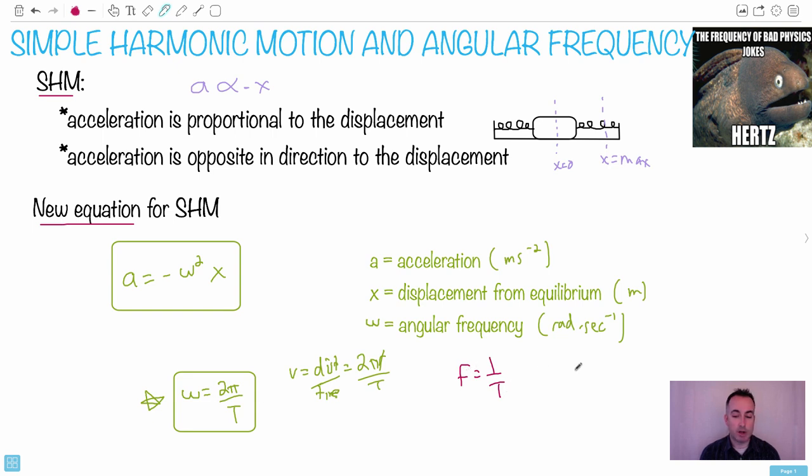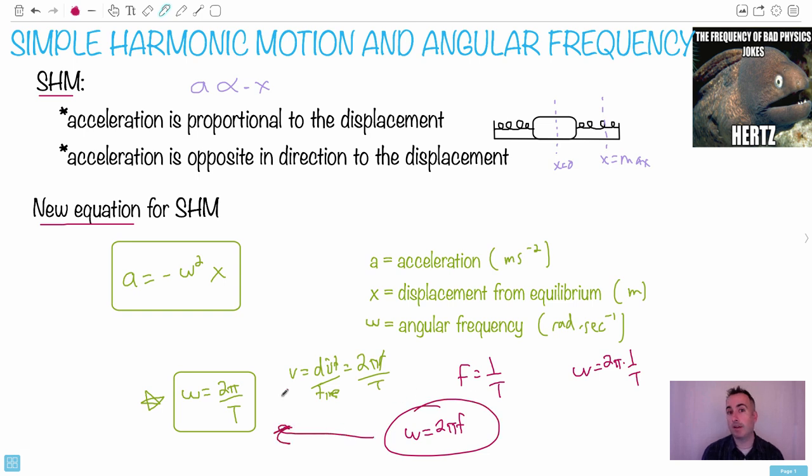So do you see how we can almost rewrite our omega as 2 pi times 1 over T? I'm just rewriting it like that. So that means it ends up being omega equals 2 pi times f, because 1 over T is f. So this is maybe the other useful one. You have two different versions, depending on if you're looking at the period of oscillation or the frequency of oscillation. But the key thing is this one right here.